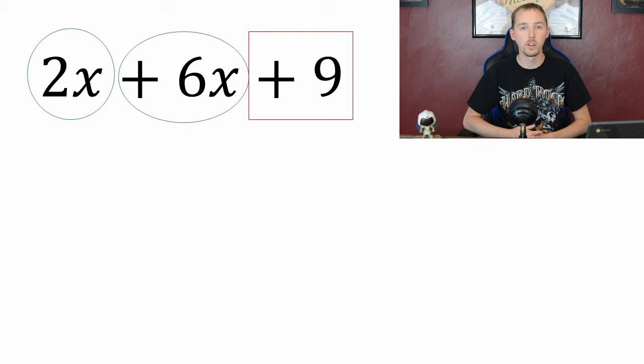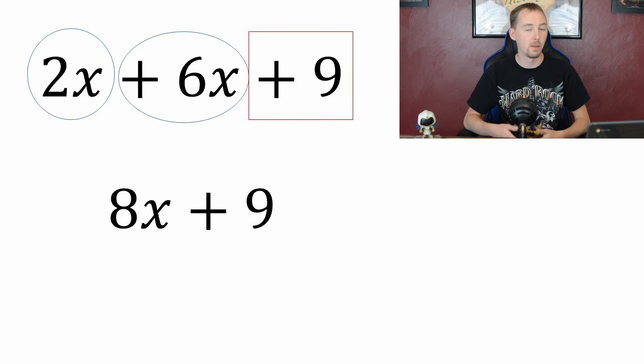So what we're going to do is we are going to add together, because the 6x says plus 6x, we're going to add those two terms together. 2x plus 6x becomes 8x. And then because that plus 9 doesn't have a similar term, we just add that on at the end, so it becomes 8x plus 9. So let's take a look at one more final example.